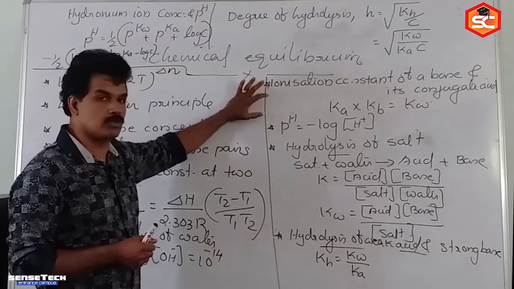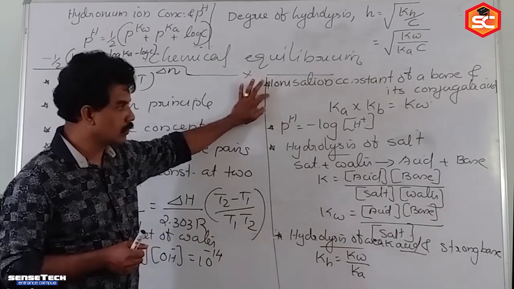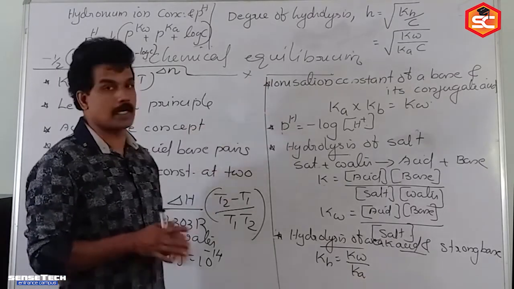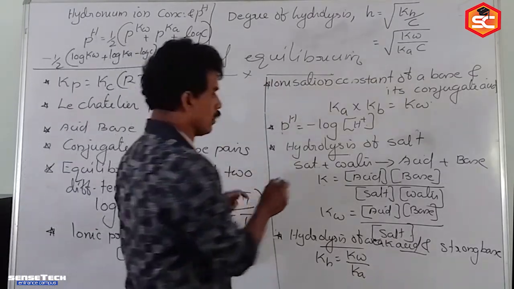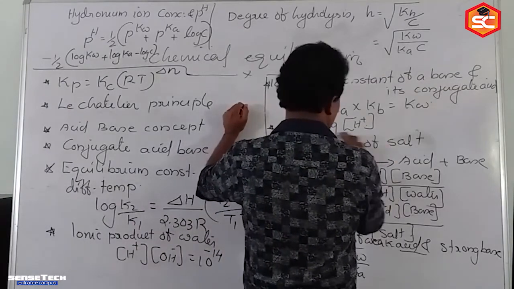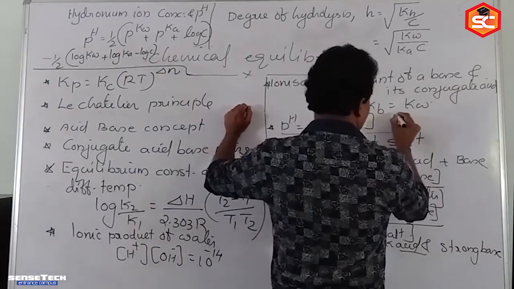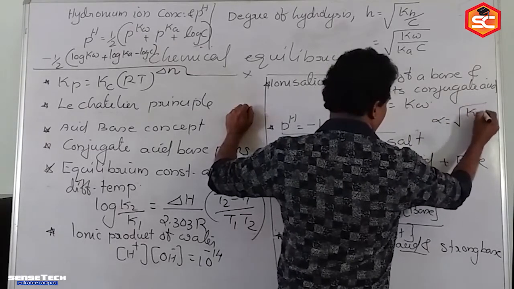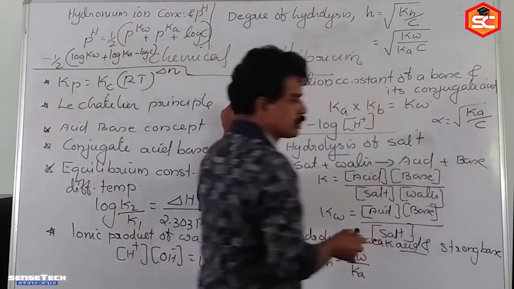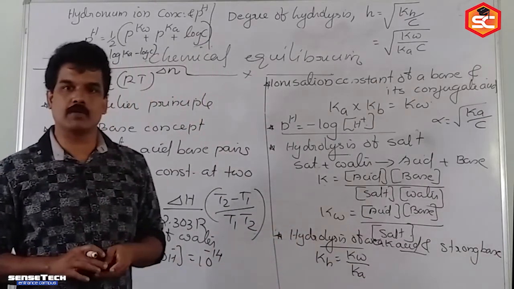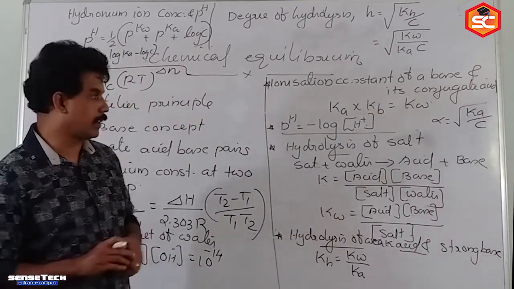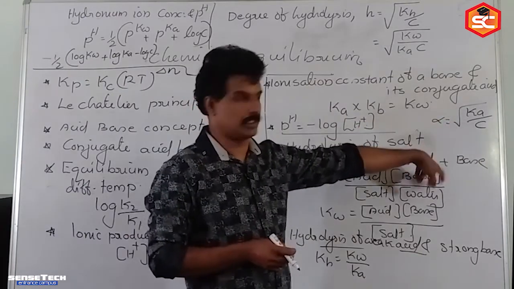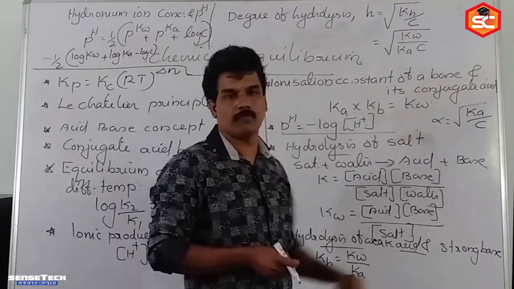Then hydrolysis of salt. Then pH, and then you studied degree of dissociation, alpha. Note the pH unit. Degree of dissociation, alpha, is equal to root of Ka by C for a weak acid and root of Kb by C for a weak base.